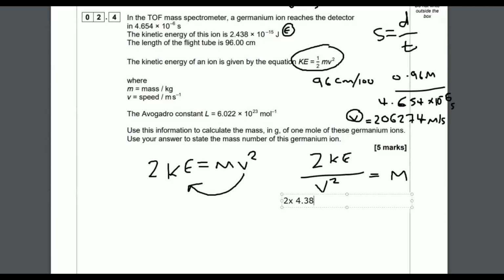Remember, at this stage, we're working out the mass of the ion, and that's the same in all of these time of flight equations. You first of all work out the mass of the ion. So we're going to do 2 times 2.438 times 10 to the minus 15. That's the kinetic energy. We're going to divide that by the velocity squared, which is 206,274, and then we want to square that.